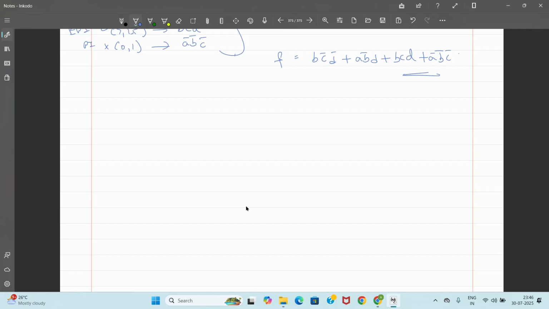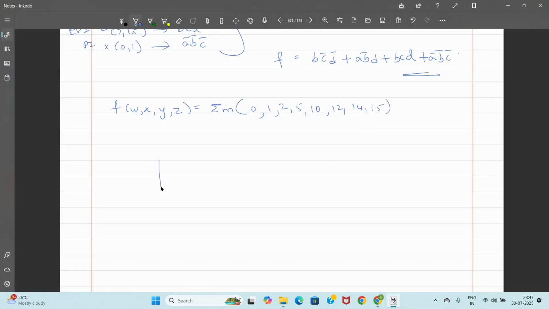Let us take one more example to understand it more clearly. So I'll change the variables now. Instead of ABCD, I'll take W, X, Y, and Z. Summation M of 0, 1, 2, 5, 10, 12, 14, 15.